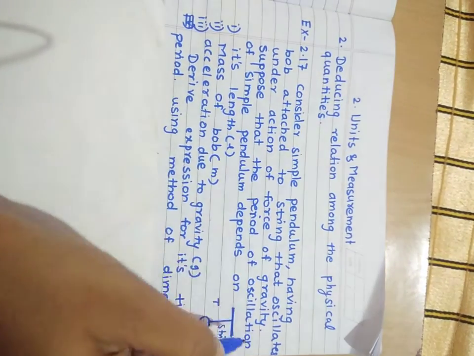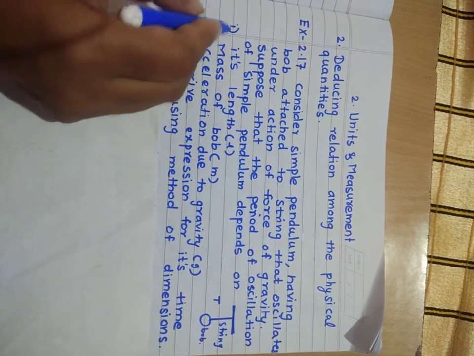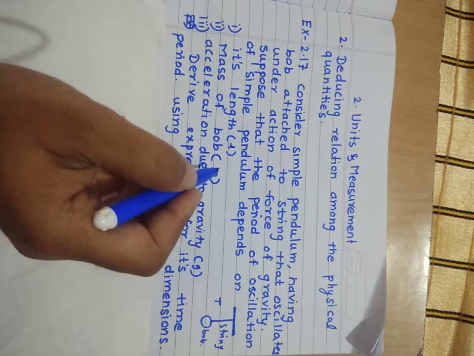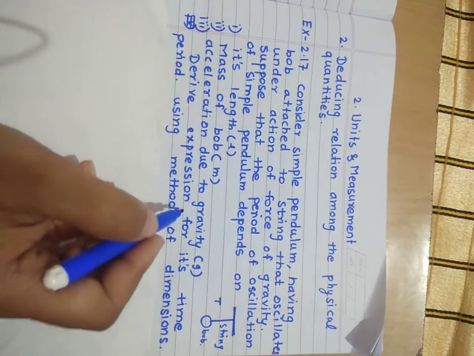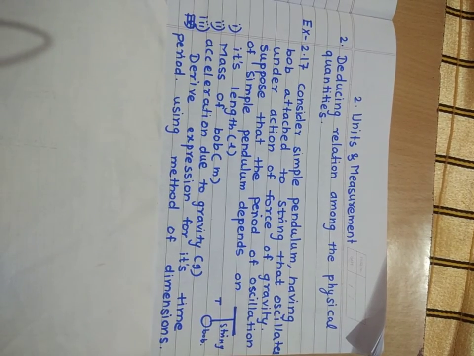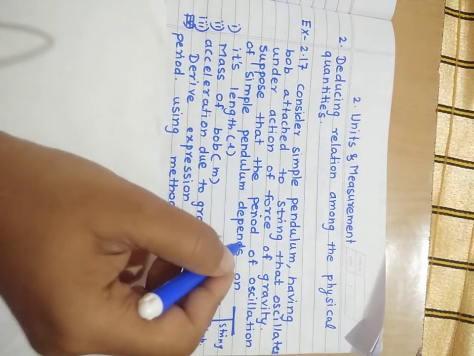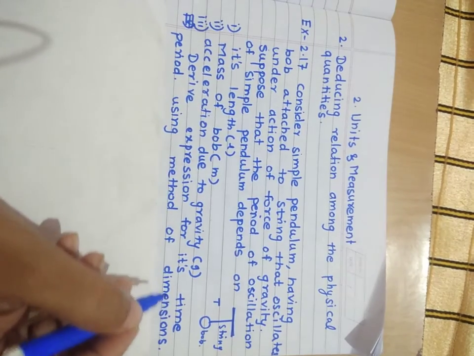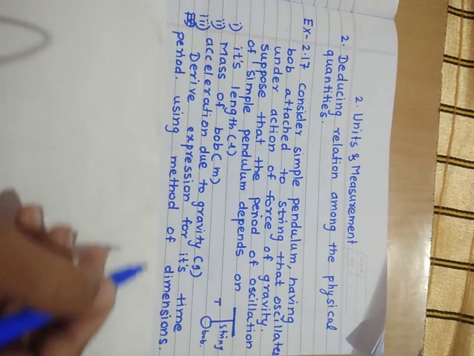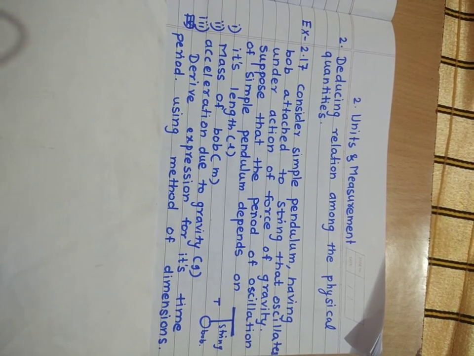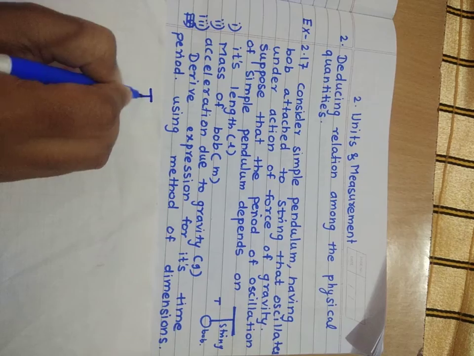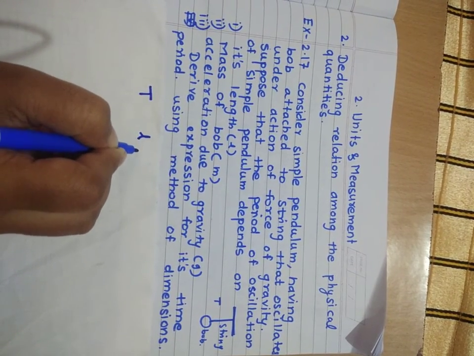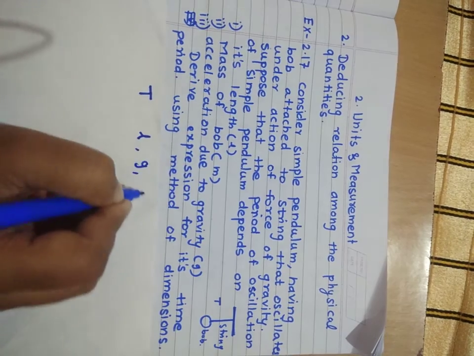So this period of oscillation depends on three things. The first is its length, second is the mass of the bob, and third is the acceleration due to gravity. Okay, so here the time period depends upon these three things. Derive an expression for its time period using the method of dimensions. So you have to know first the time period. It depends upon three things, that is L, g and m.